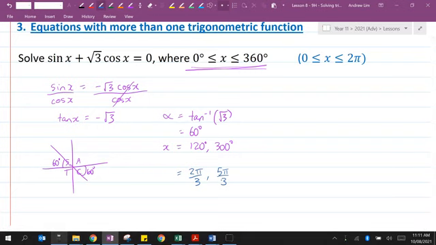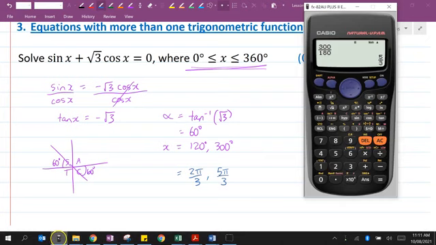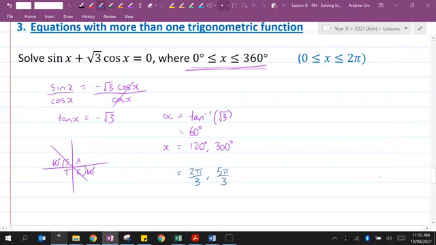Of course, you can always double check your answers. So here's my calculator. If I were to have sine of 120 plus root 3 cosine of 120, yep, I get 0. And we can do the same thing with 300. Yep, I get 0, which is what the question actually says, it will equal 0. So you know you did it correctly.